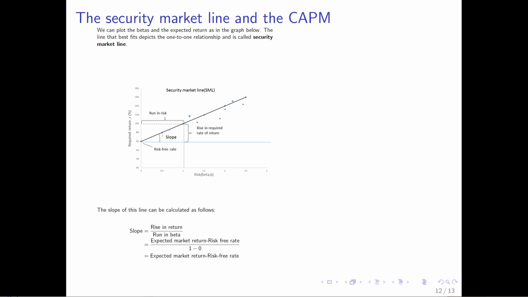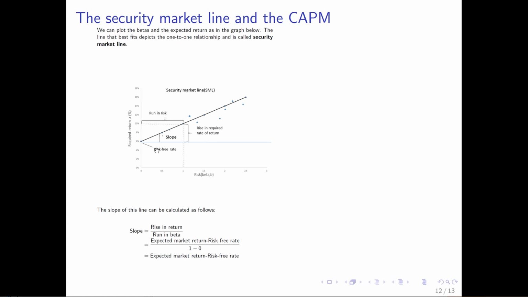If we all buy A, then that will drive up the price of asset A and lower the return of asset A. Eventually those arbitrage activities will cause the returns of asset A and B to be the same. So that's the other insight, which means there must be a one-to-one relationship between the return of assets and the risk.